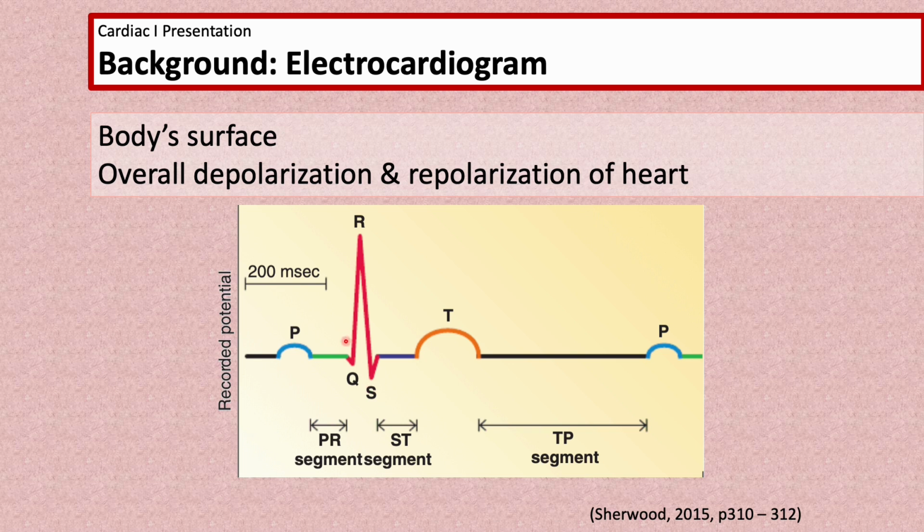The atrioventricular node firing is also too weak to detect on an ECG, but occurs at the PR segment, which is right in this gap here.